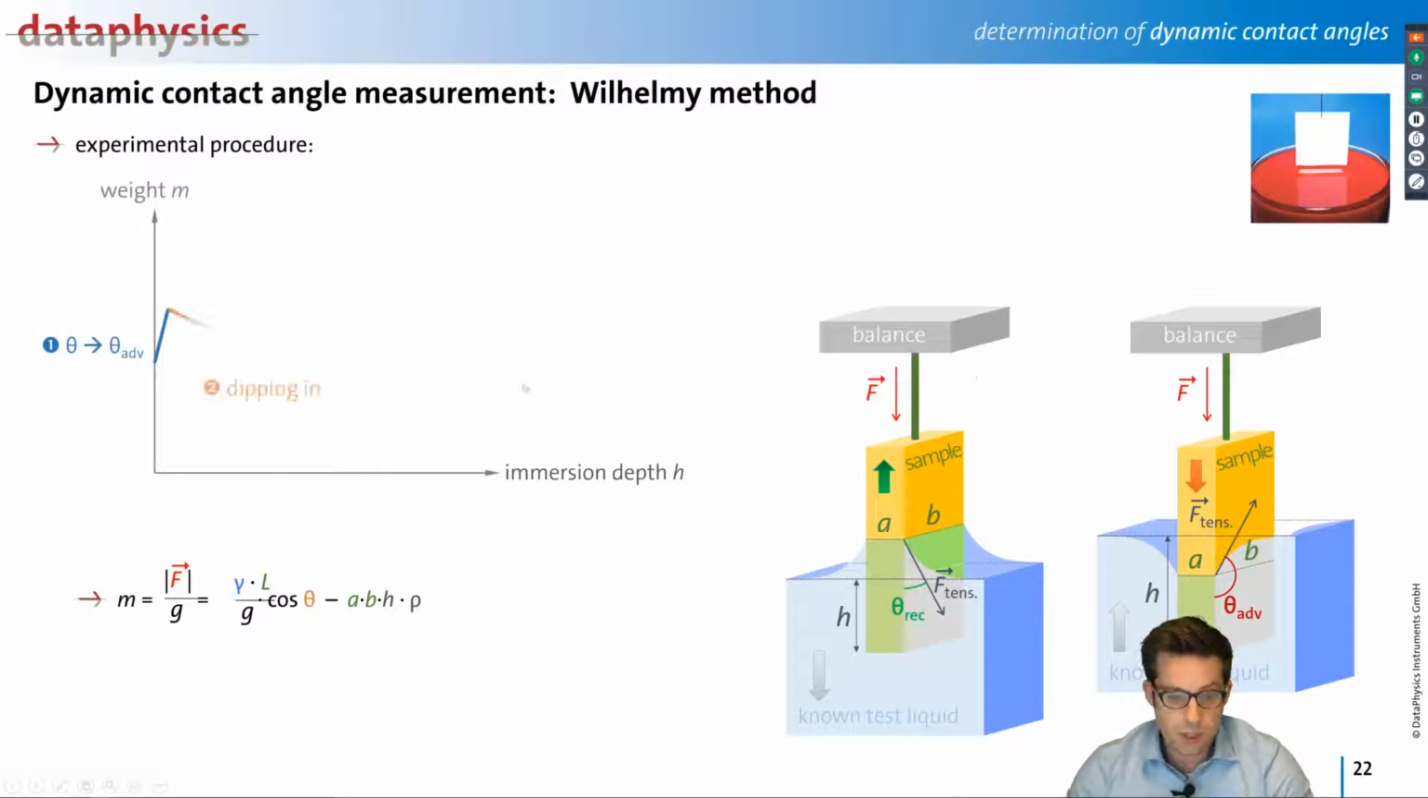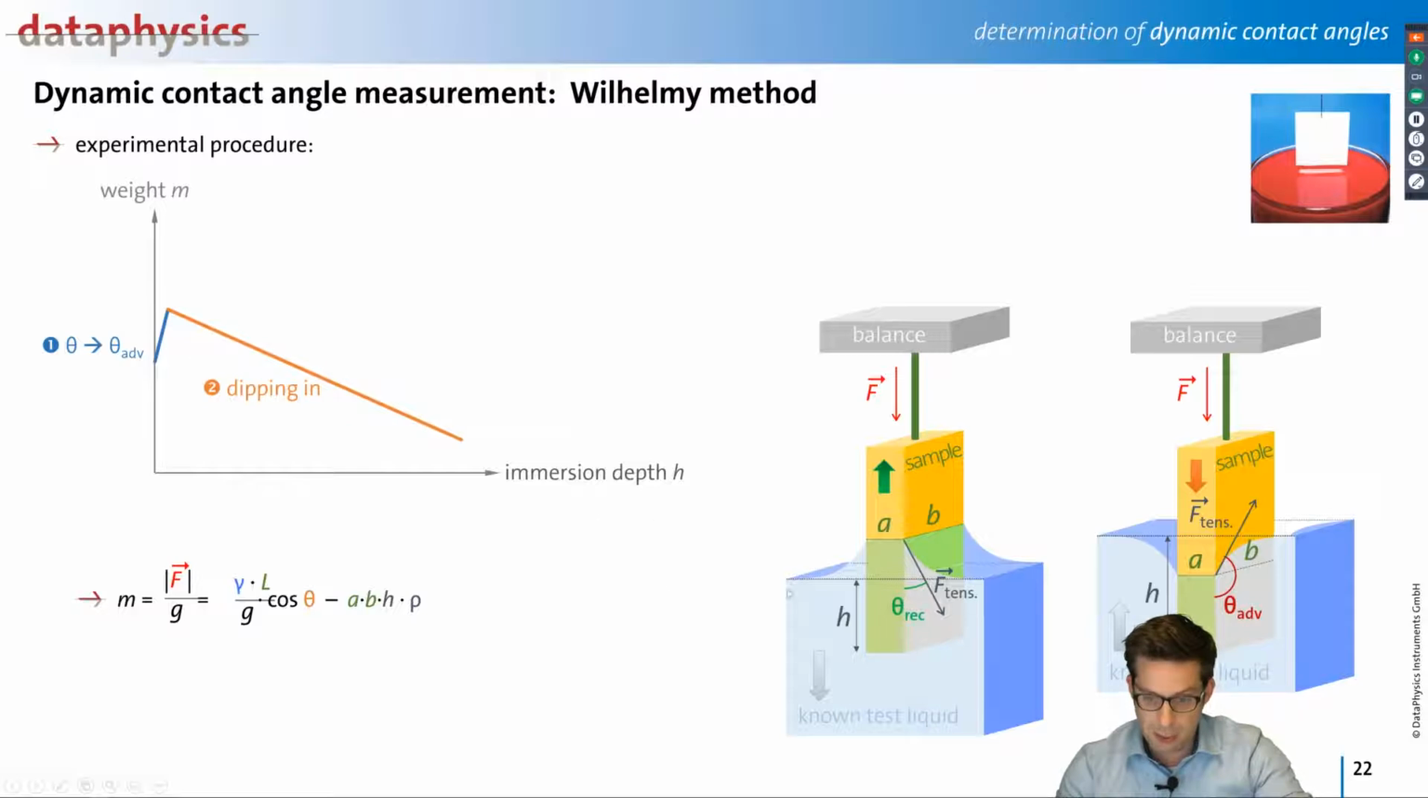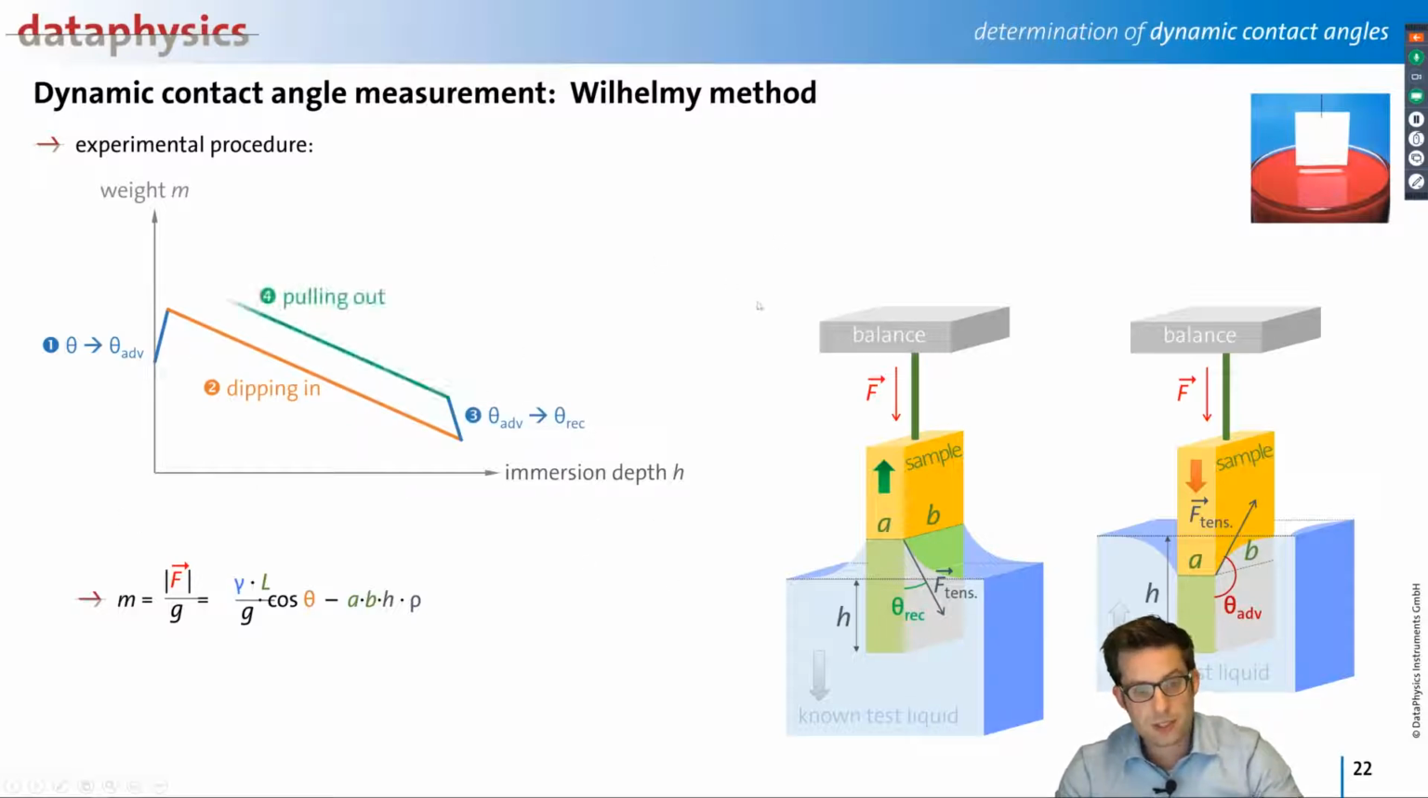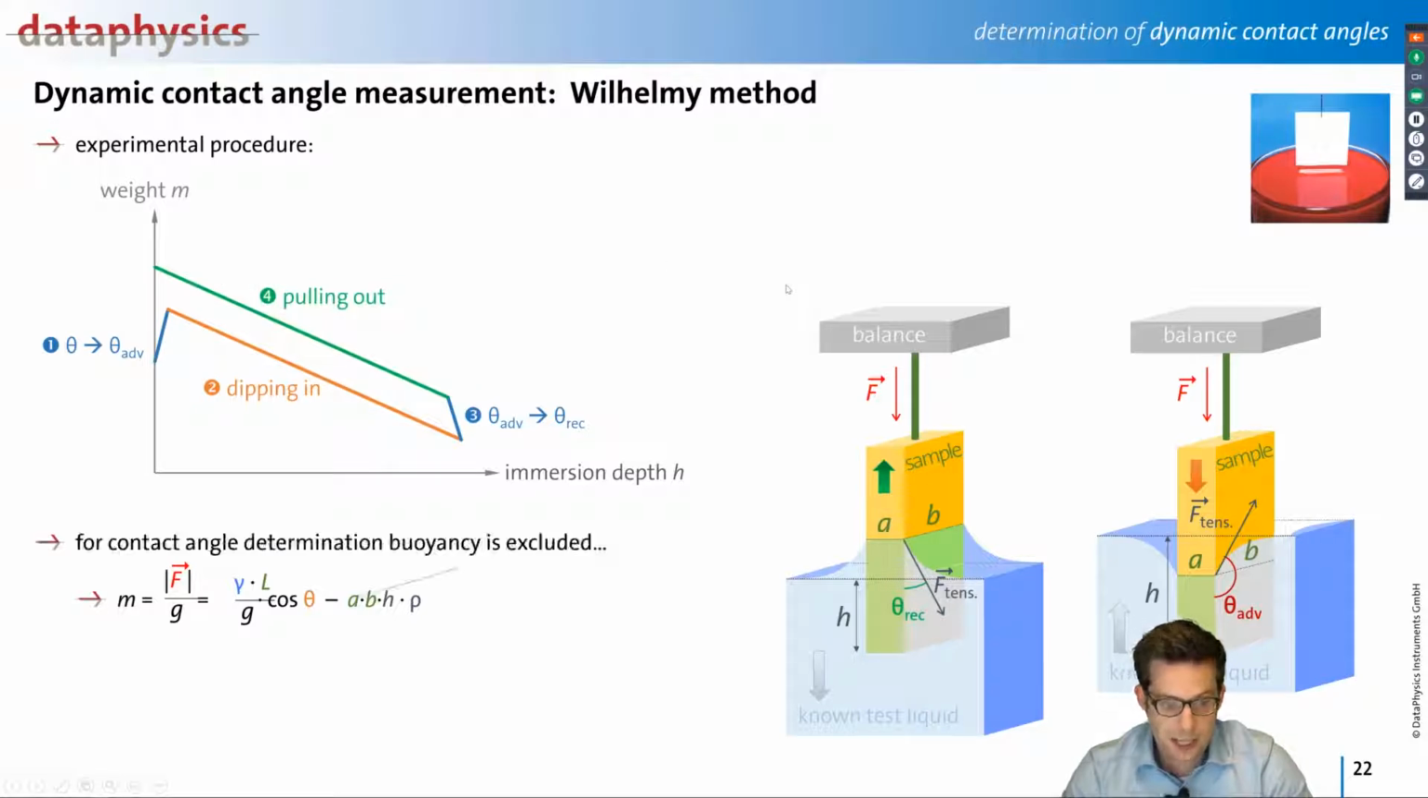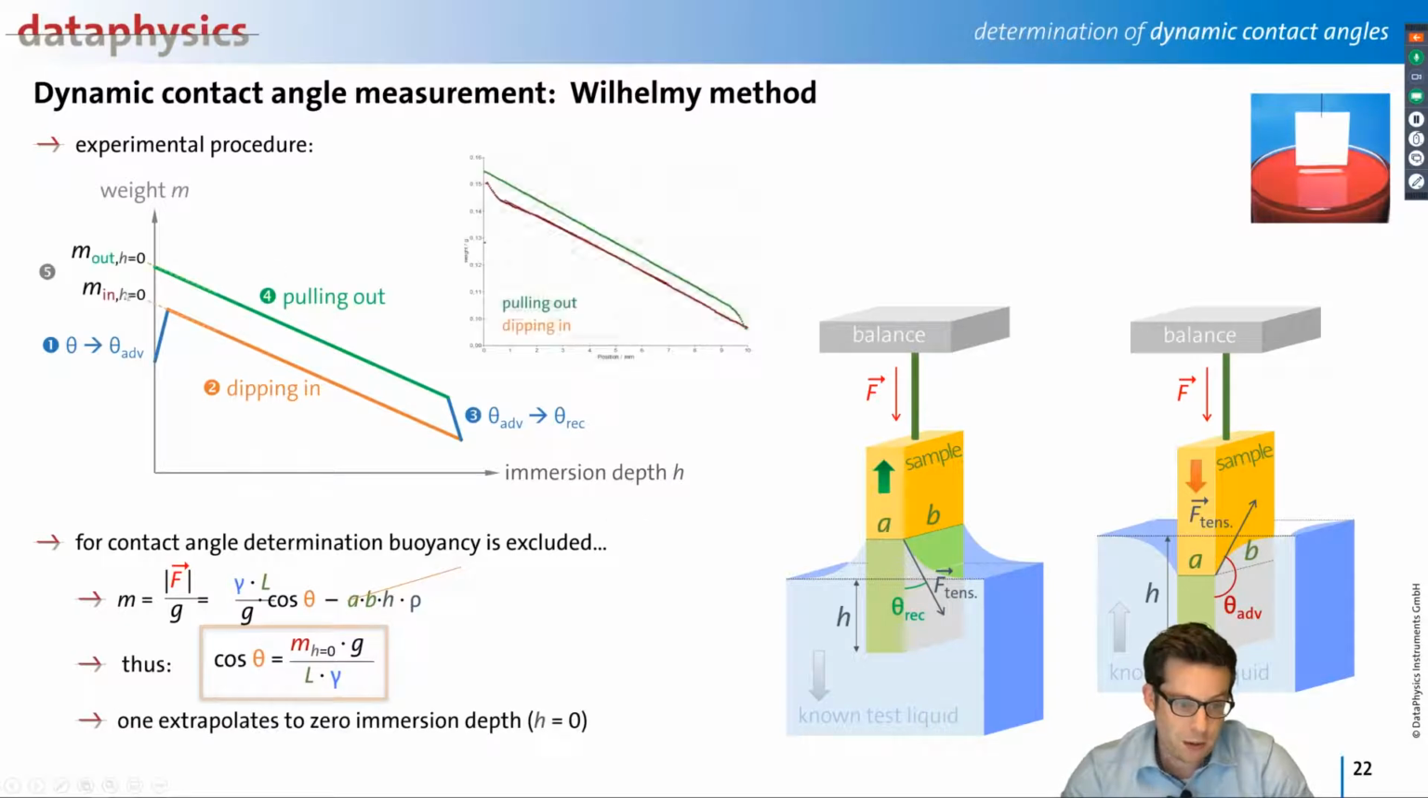So the program is running. It's dipping your sample into the liquid. We have here the immersion depth. Afterwards, it's pulling the sample out again. And then, in order to exclude the buoyancy term, we need to just extrapolate. Look what we are doing. We are extrapolating the pulling and also the pushing to zero immersion.